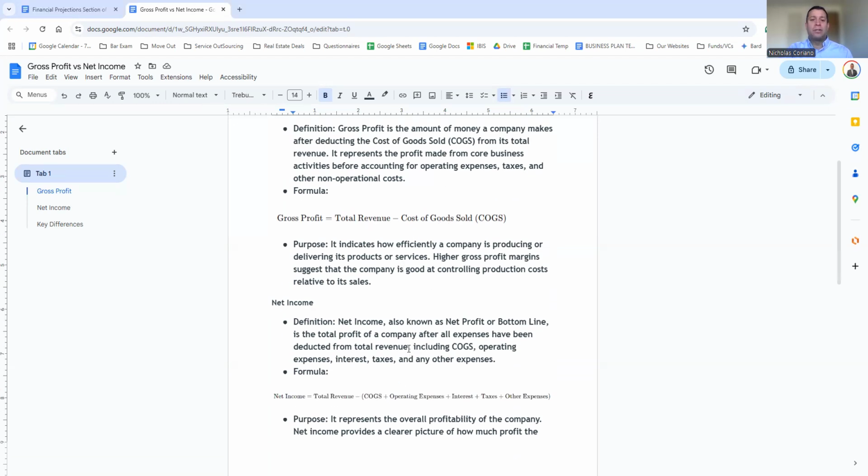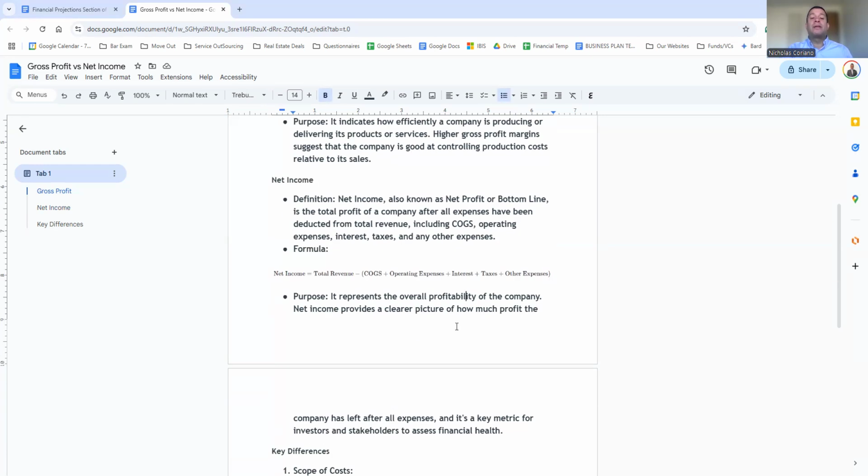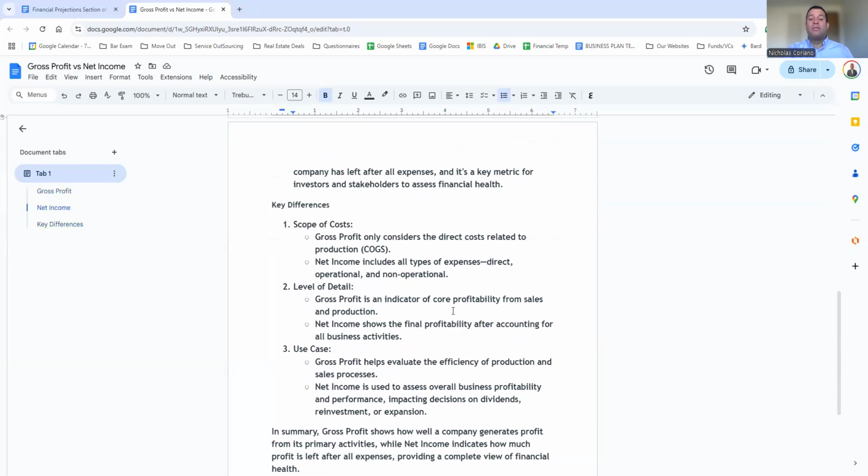Net income, on the other side, also known as net profit or bottom line, is the total profit of a company after all expenses have been deducted from total revenue, including cost of goods sold, operating expenses, interest, taxes, and other expenses. And the formula is net income equals total revenue minus cost of goods sold, minus operating expenses, minus interest, minus taxes, and minus other expenses. And the purpose is it represents the overall profitability of the company. Net income provides a clear picture of how much profit the company has left after all of the expenses.